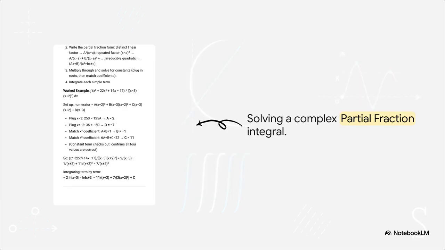Let's look at this absolute beast of an equation. Our denominator has a distinct root and a repeated cubic root, which dictates our specific partial fraction setup. By multiplying through and plugging in our x values, the constants a and d reveal themselves almost instantly. Matching up the coefficients gives us the rest of them. Integrating the resulting, much simpler sequence term by term yields our final result.